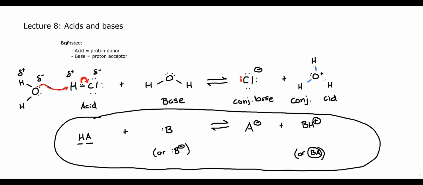If we look up to the example I drew above, we have HCl plus H2O, both neutral molecules. And if they transfer ownership of a hydrogen, that gives Cl minus plus H3O plus. See how the charges balance out? We have a neutral and a neutral on the left, and then we have a negative and a positive on the right. So the charges balance out.